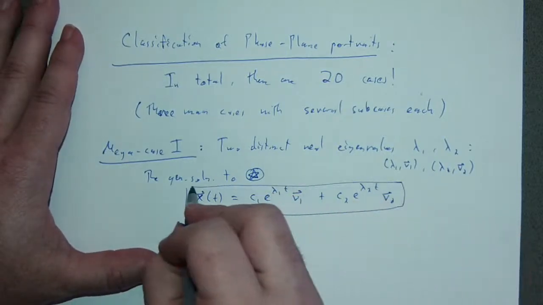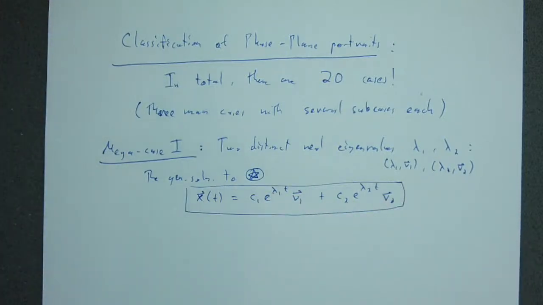Every trajectory of this system is just the plot, the graph of this thing. So this is a parametric curve. It traces out some trajectory in the plane, and well, it traces out a bunch of trajectories, right? For different choices of c1 and c2, this gives me infinitely many trajectories. Choosing both c1 and c2 to be 0 gives me the origin, the point at the origin.